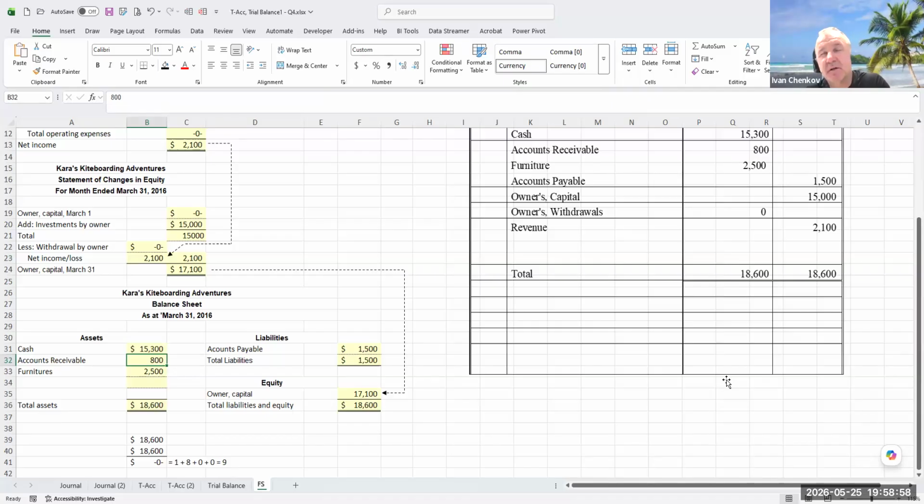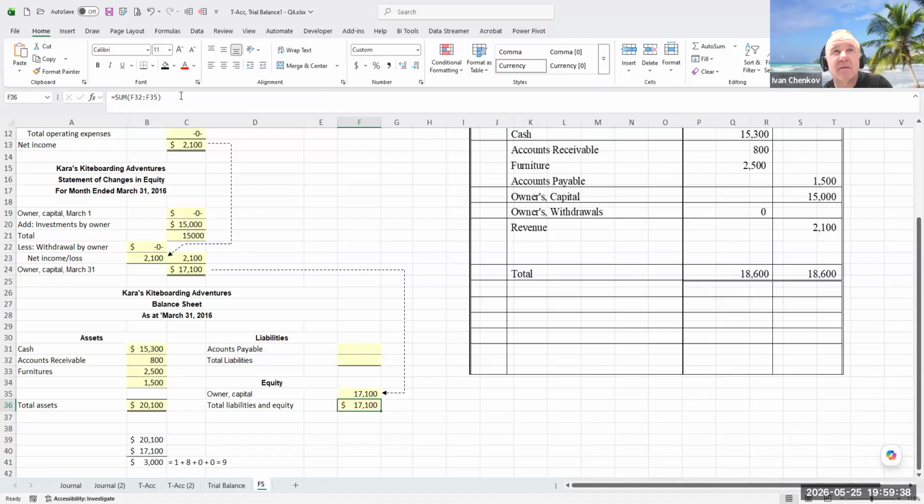No more transposition error. The other thing we can do is record accounts payable as an asset. Now, what's going to happen in that case? If I put accounts payable of 1,500 here and remove it from here, what did I do here? I didn't put the formula, did I? Let's get rid of this. Let's put the formula here.